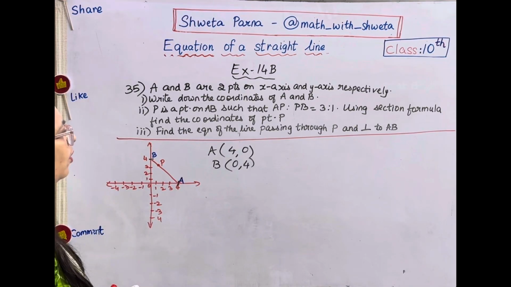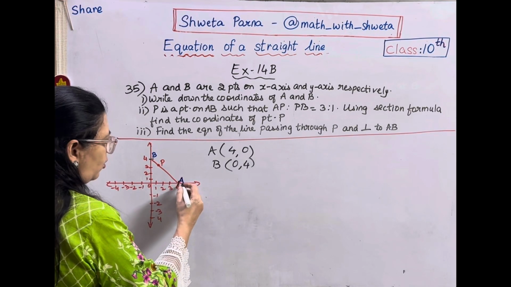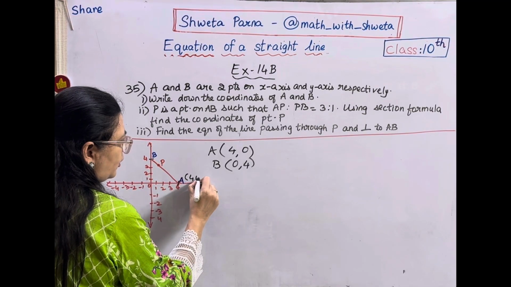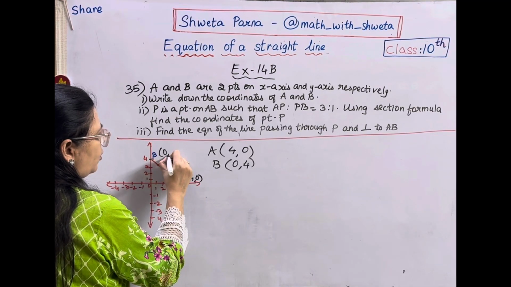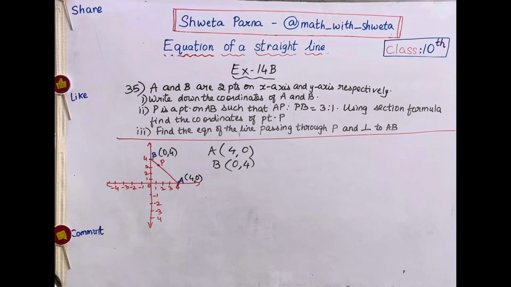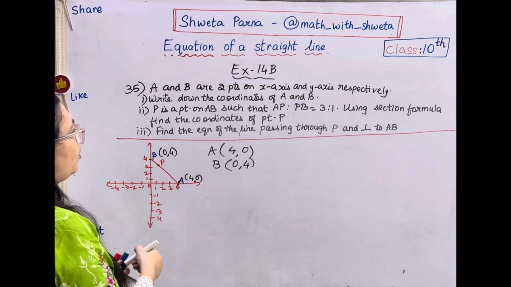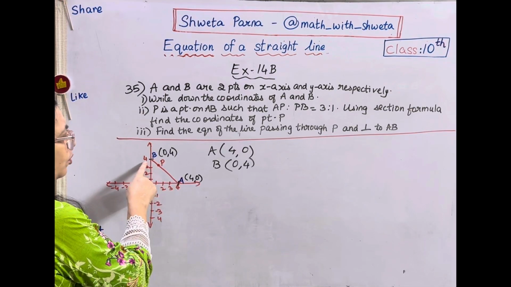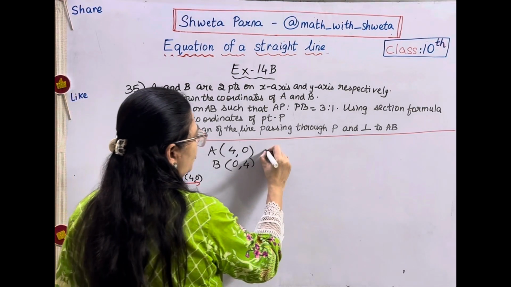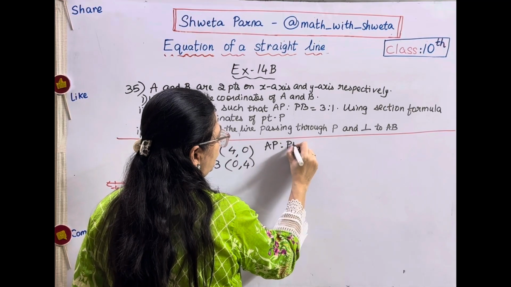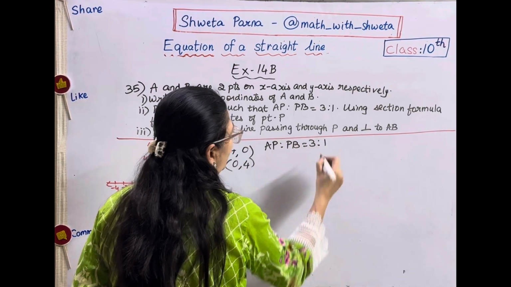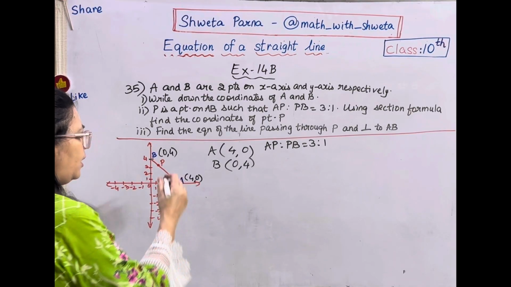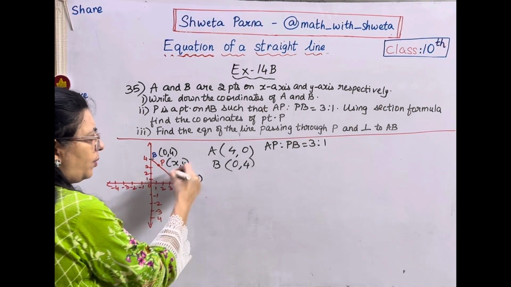Now second one. P is a point on AB such that, now I will write the coordinates here, it becomes easier. Here A is 4, 0, B is 0, 4. Find P, a point on AB such that AP is to PB, the ratio is 3:1. Using section formula, find the coordinates of point P. Let the coordinate be x, y.